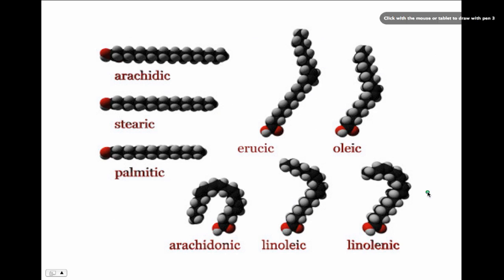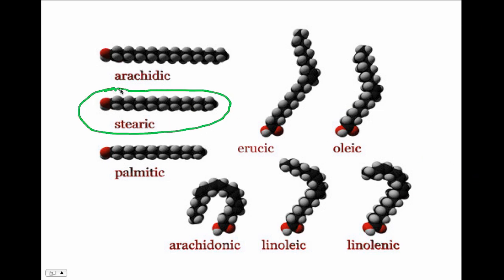So here are some examples. These are just well-known fatty acids, super famous. This stearic fatty acid, you can probably guess, is derived from beef, steer. And here we have some others. Would these be saturated or unsaturated? These have kinks in them, so they would be unsaturated. And we can see that some of them are kinkier than others.